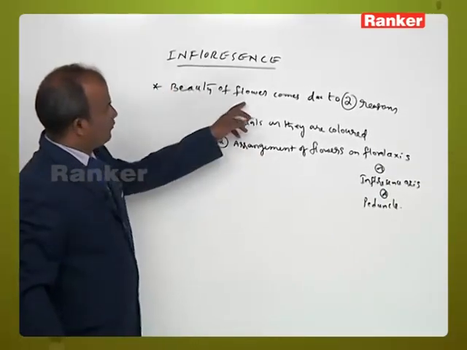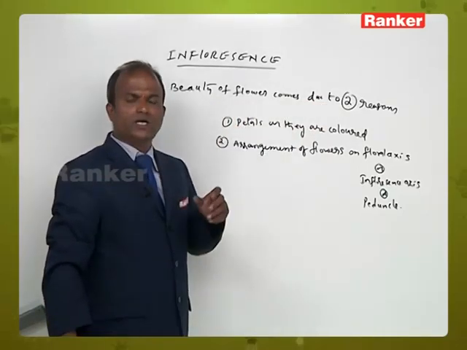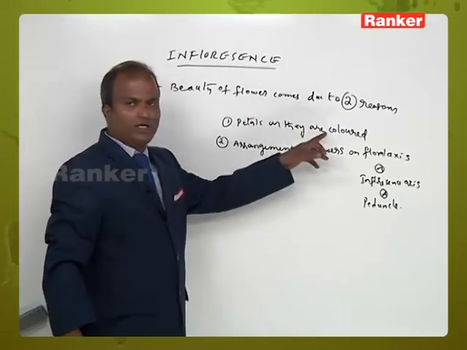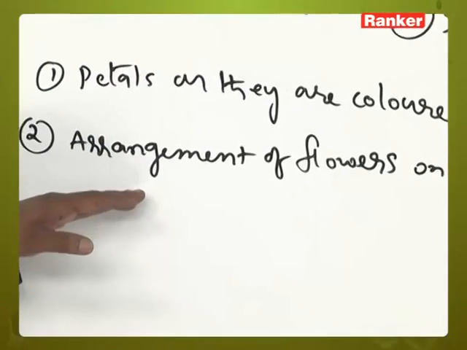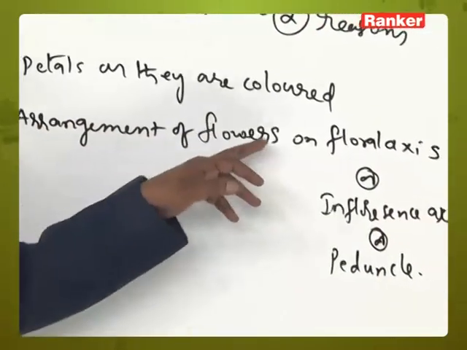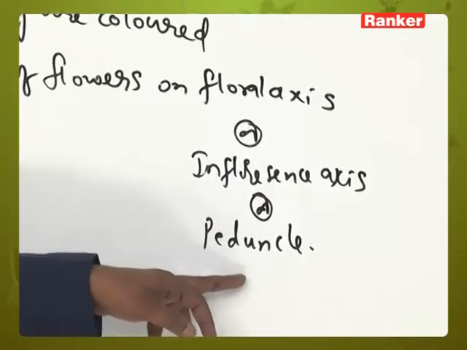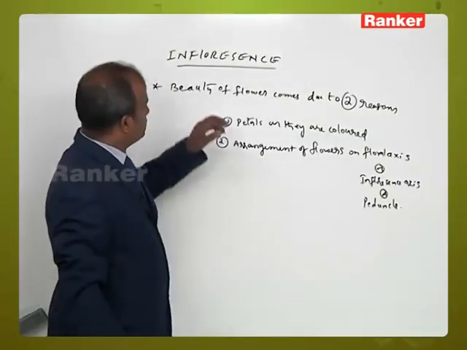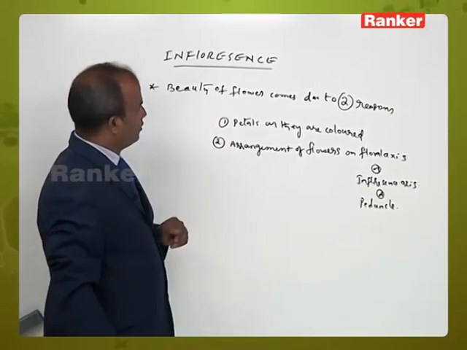That means beauty of flowers comes due to two reasons. One, the petals of a flower as they are colored, due to which it gives rise to beauty. And second one, the arrangement of flowers on floral axis or inflorescence axis or peduncle itself gives rise to beauty of the flower.